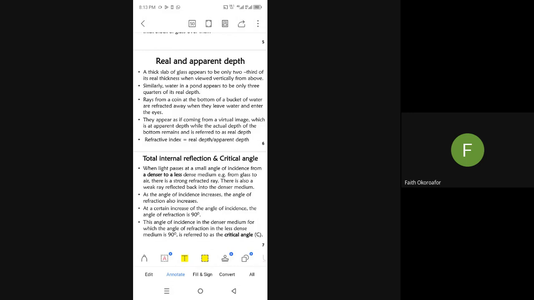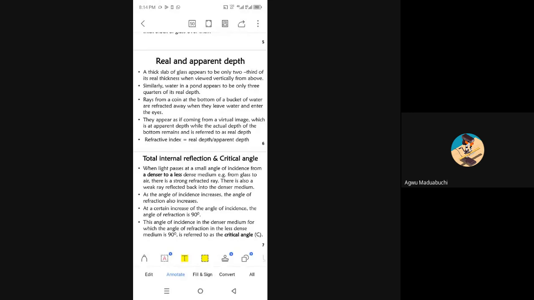Two. How many formulas do we have for refractive index now? What are they? Sine of angle of incidence over sine of angle of refraction is equal to the refractive index, and is also equal to real depth over the apparent depth. Sine i over sine r, or real depth over apparent depth.